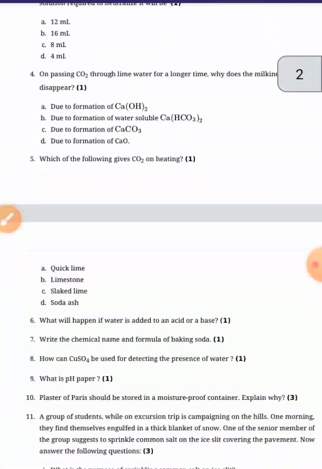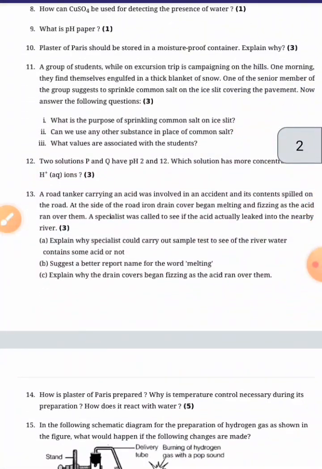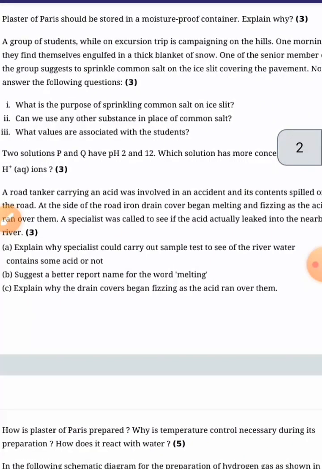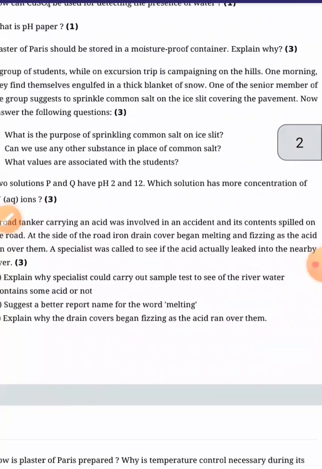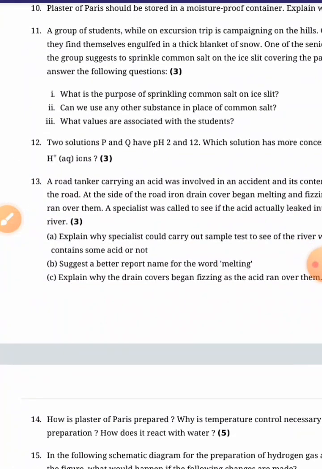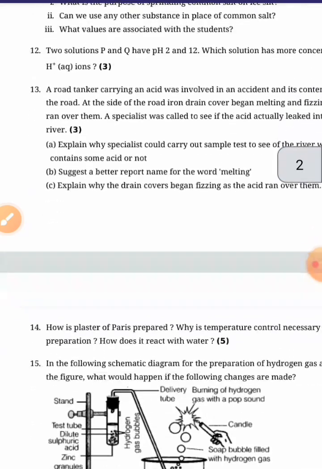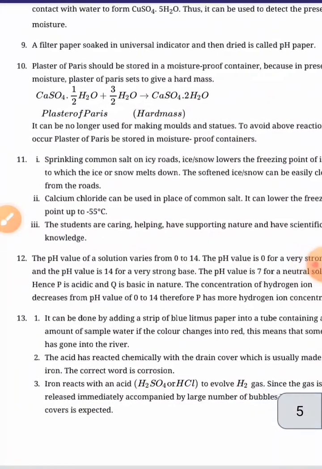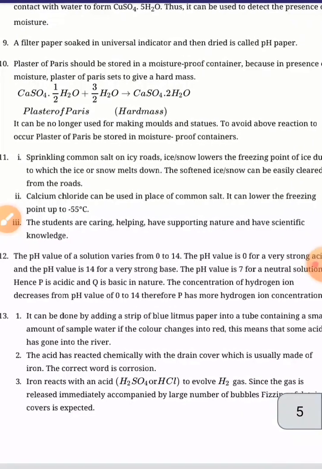Question number 12. Two solutions P and Q have pH 2 and 12. Which solution has more concentration of H+ (aq) ions? It's a 3-mark question. The pH value of a solution varies from 0 to 14.